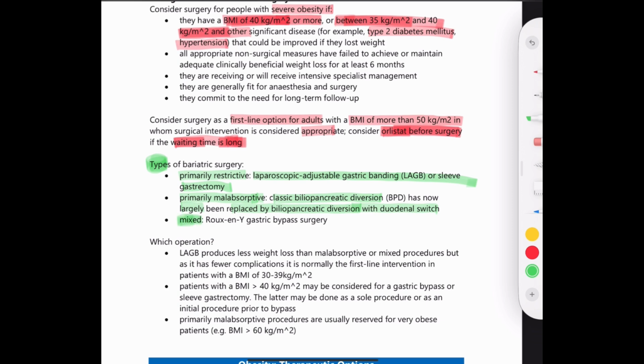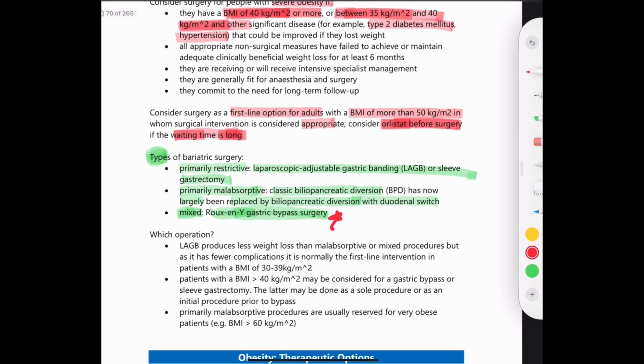And it's a mix, there will be Roux-en-Y gastric bypass surgery, right? Roux-en-Y gastric bypass surgery. Which operation, LAGB, produces what?